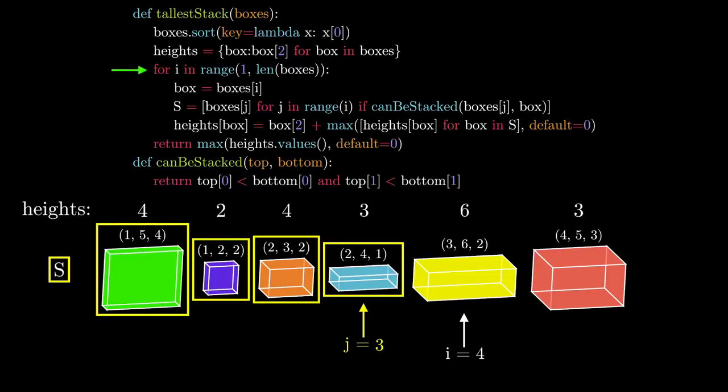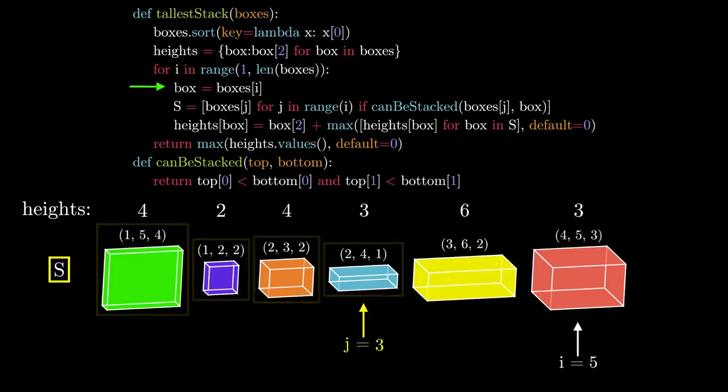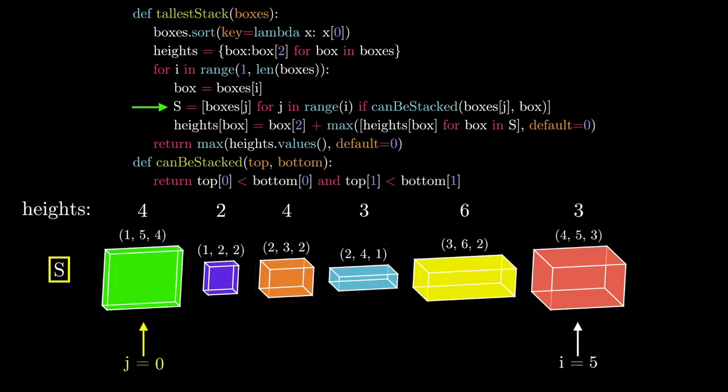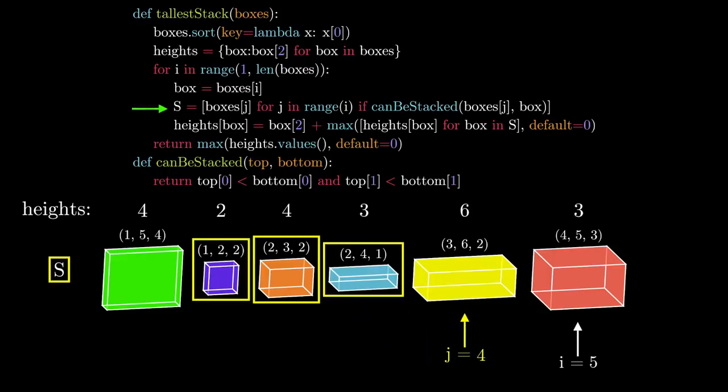And finally, moving to the last index of I equals 5, which corresponds to the red box, the set of valid subproblems consists of the purple box, orange box, and the blue box. The best possible height from these subproblems comes from the stack ending at the orange box with the height of 4, so the answer to the subproblem involving the red box ends up being the height of the red box plus 4, which is 7. At this point, we have finished iterating, so we return the maximum height over all of the subproblems, and that ends up being 7, so that is the final solution for this input.